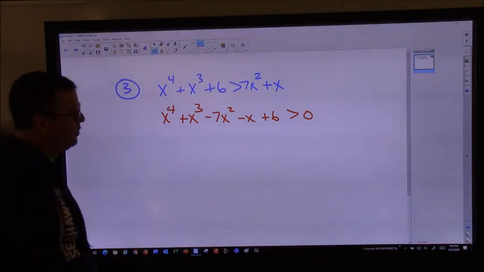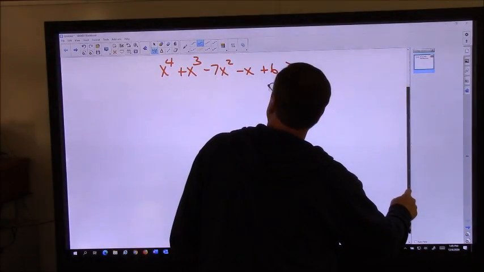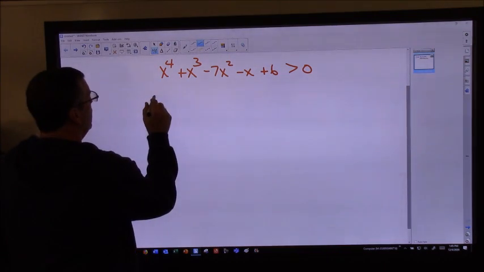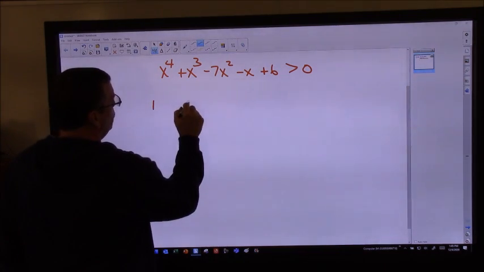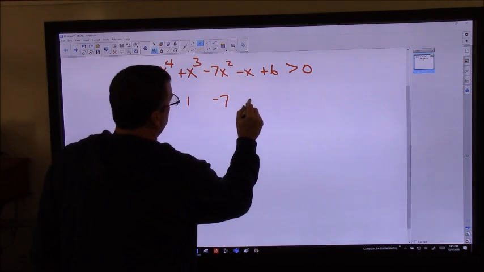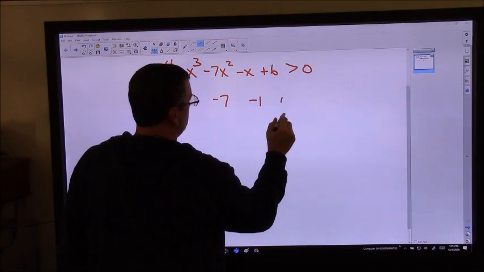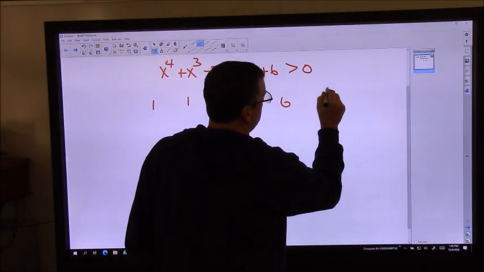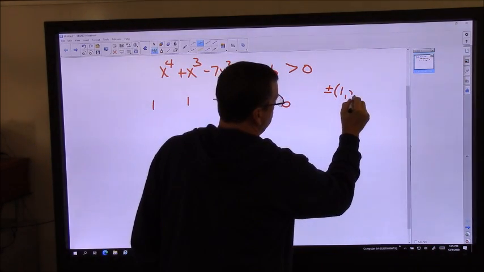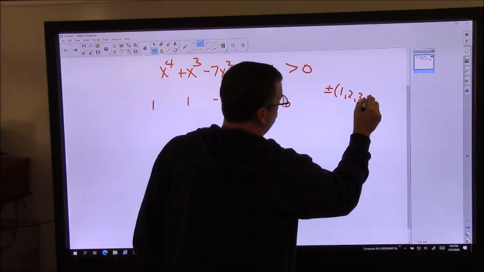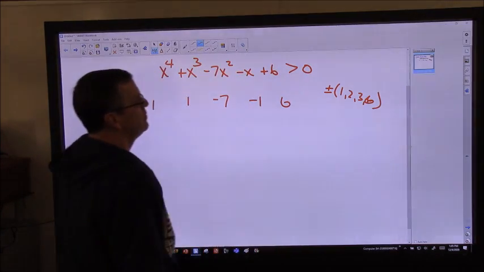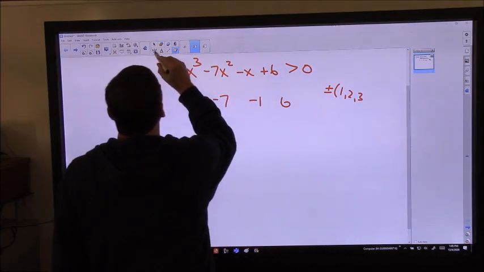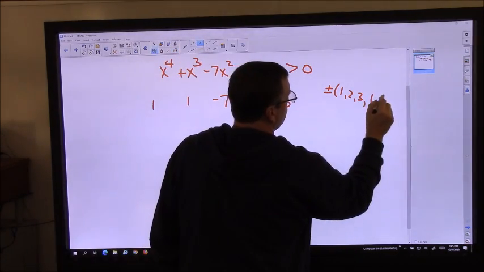All right, so yeah, these are going to take a little longer. We just got to be okay with that. So my coefficients: 1, 1, -7, -1, 6. And I'm going to do synthetic division with numbers that divide into 6 evenly. So plus or minus 1, 2, 3, I was about to write 4, 6.